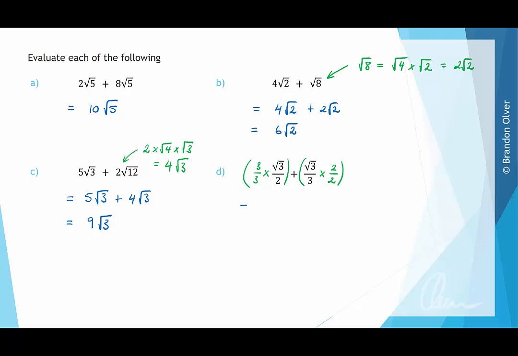In doing that, we find that this gives 3 root 3 over 6, by multiplying the top and bottom lines together. And we're going to add on to that 2 times the square root of 3 over 6. So they now have a common denominator of 6, which means we can add them together to get 5 root 3 over 6 as our final answer.